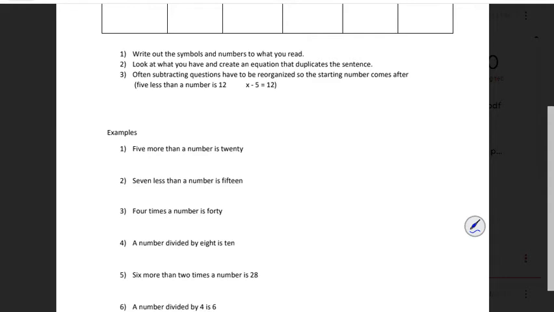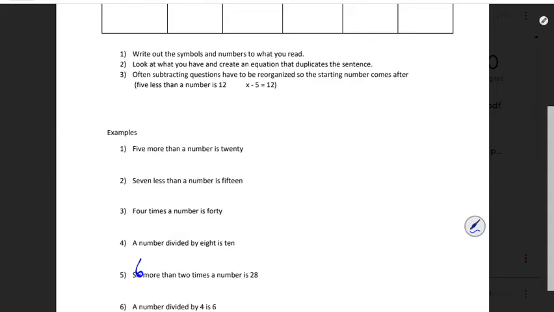Looking at the next one, a number divided by 8. Let's put it above. So a number divided by 8 is 10. You could keep it like that, or you could go like this and write it that way as well. They mean the same thing.